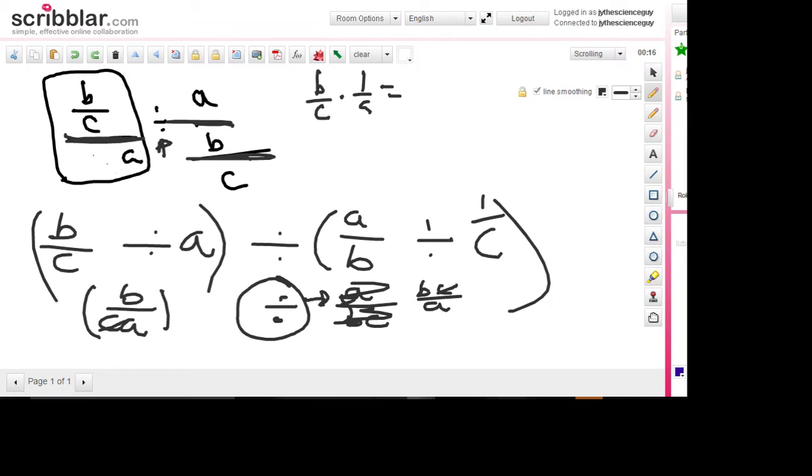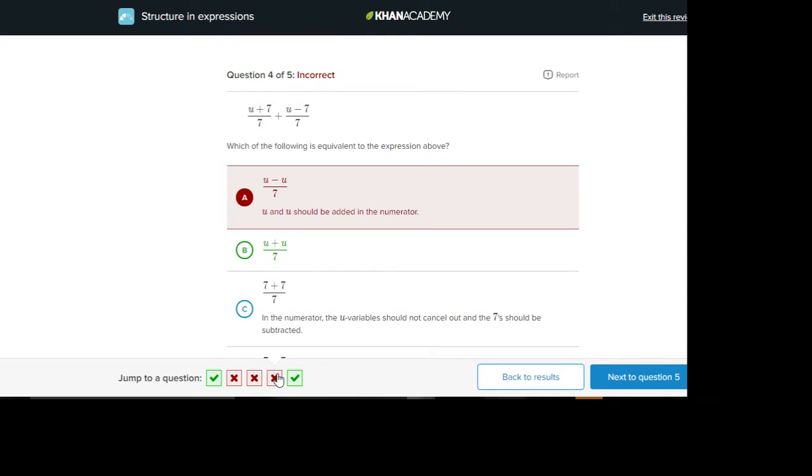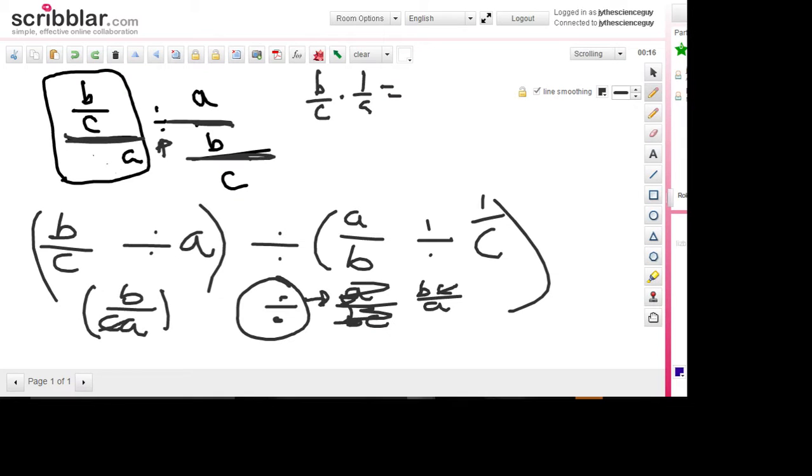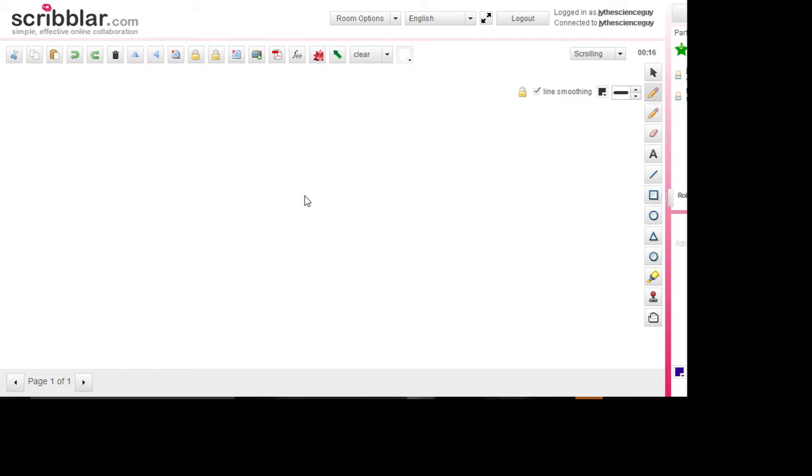Okay, let's look at the next question. I have no idea what it is. We didn't do a whole lot of fraction stuff, did we? No. I feel like I never learned any of this. I don't know why.